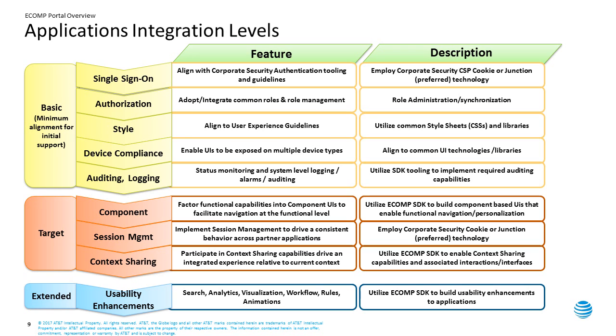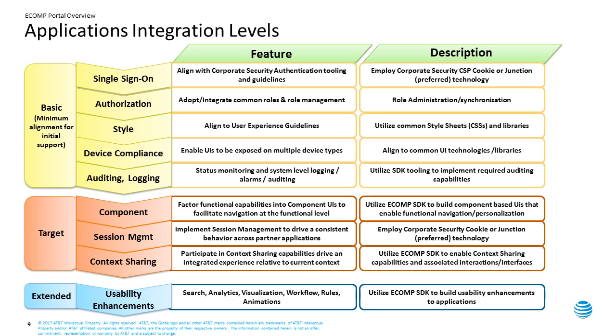The third feature is the style, which allows the application to align its user experience, look and feel, and adhere to the common guidelines that ECOMP portal provides for user experience. The fourth one is being device compliant so that your application can run on multiple device types and be accessible. And the fifth one is auditing and logging integration that allows status monitoring and system level logging for alarms and auditing.